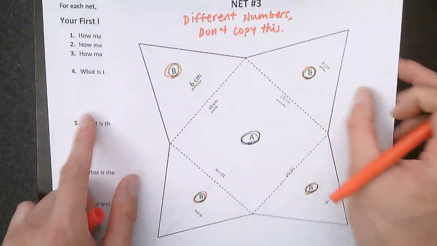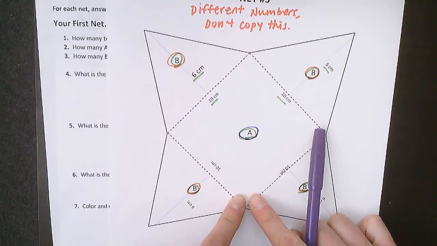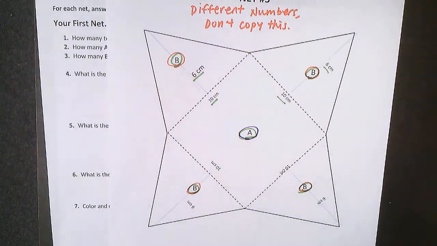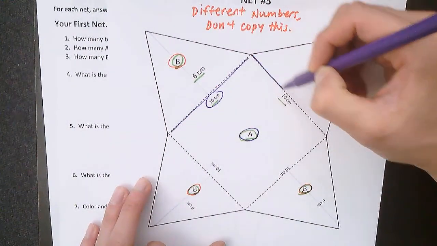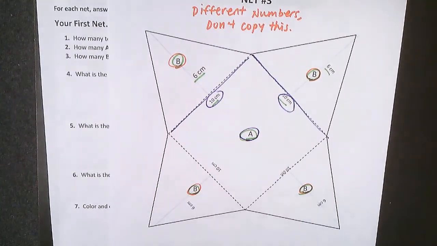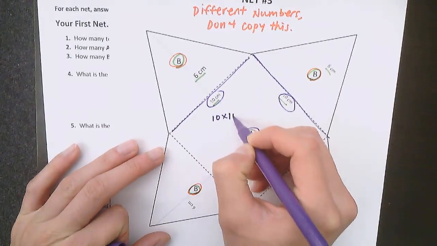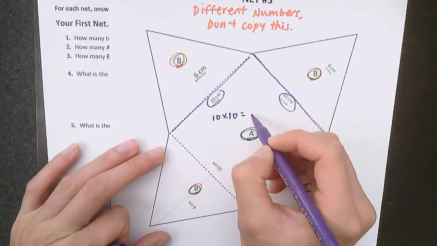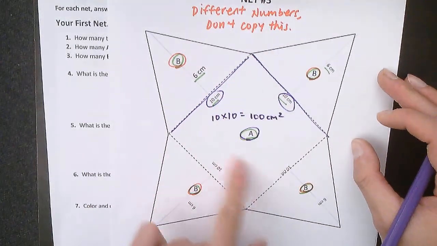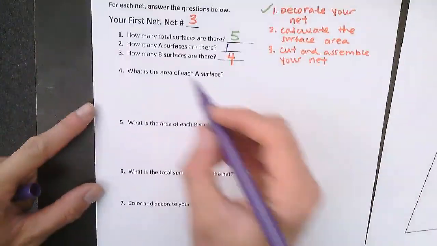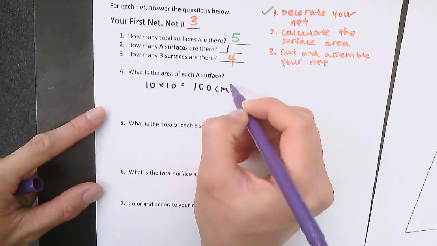And then it asks, what is the area of each A surface? Let's go back here. The A surface is right here. What shape is this? This is a rectangle. How do we find the area of the rectangle? We multiply this length times this width. So the area of A is the length times the width. It's 10 times 10 centimeters, which gives me 100 centimeters squared. So this middle part right here, A, is 10 times 10, which gives me 100 centimeters squared.